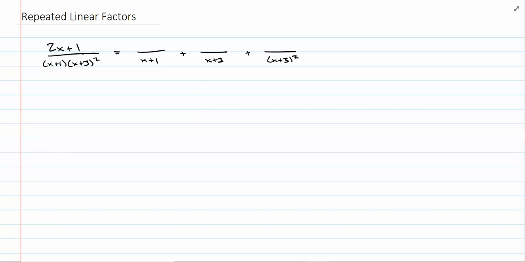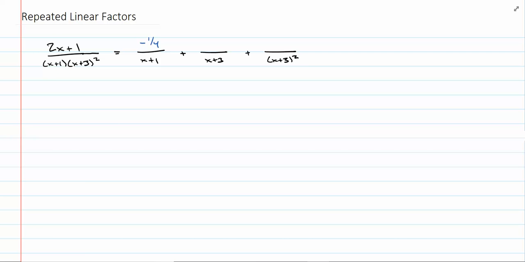To figure out what goes above the x plus 1, we can cover up the x plus 1. We can plug in x equals negative 1, just like we've been doing. If I plug in x equals negative 1, 2 times negative 1 would be negative 2 plus 1 is negative 1, so this would be negative 1. On the bottom here we'd have 2 squared, which is 4. So this would be negative 1 over 4.